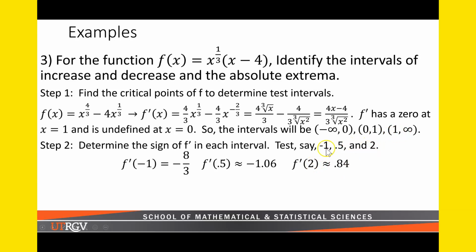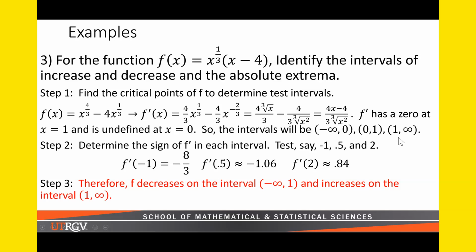And then the final test point is going to be 2. If we plug in 2 to the derivative, we get something around 0.84, which is positive. So that means the function is increasing on this interval. So let's summarize that. That means that the function is decreasing from negative infinity all the way to 1. Since the derivative was negative on both of those test intervals, that means it's decreasing that entire time. It's decreasing from negative infinity to 1, and then it increases from 1 to infinity. And those are my intervals of increase and decrease.